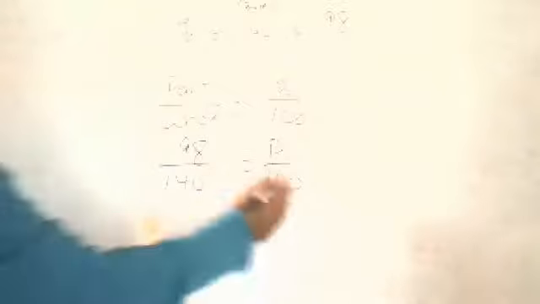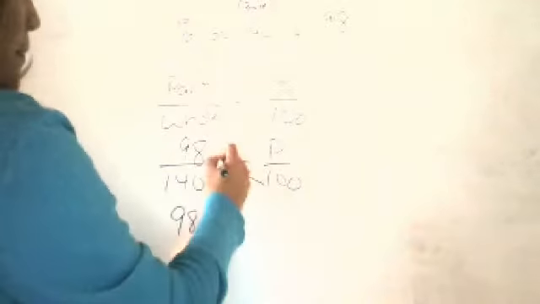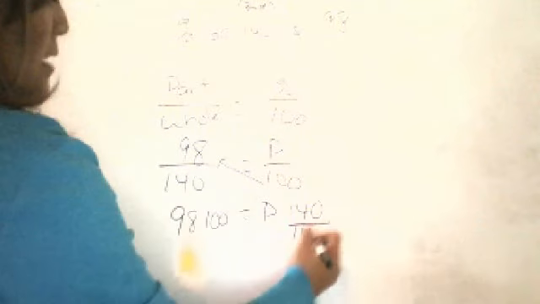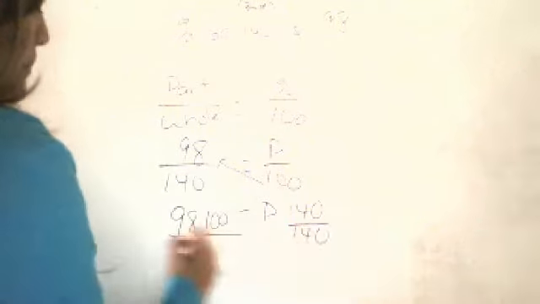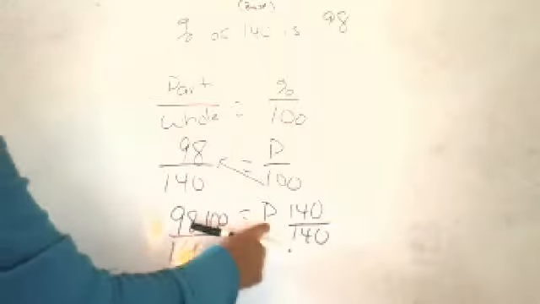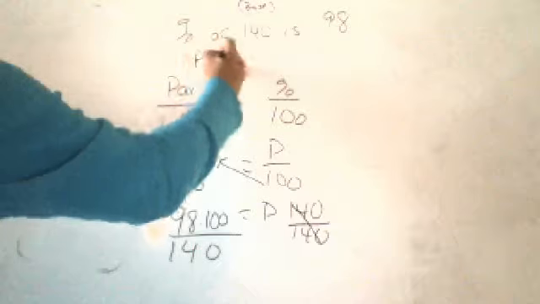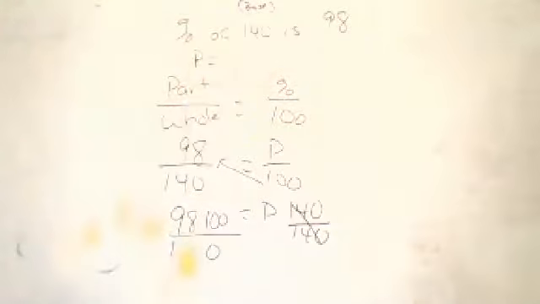I simply do cross multiplication. 98 times 100 equals P times 140. And then I simply divide both sides by 140. And I'm going to cheat. I don't have a calculator on me. But if you divide it all out, then you get what percent, or this percent equals 70%.